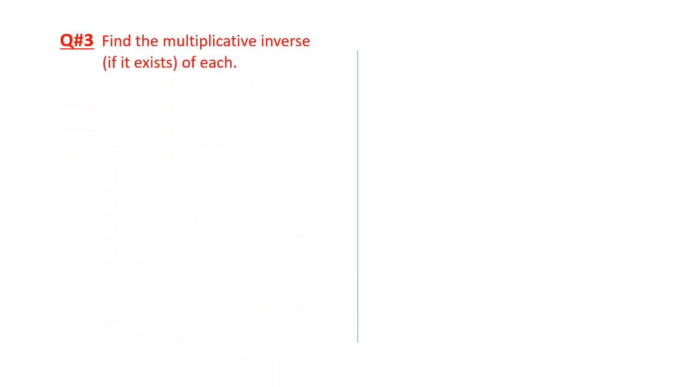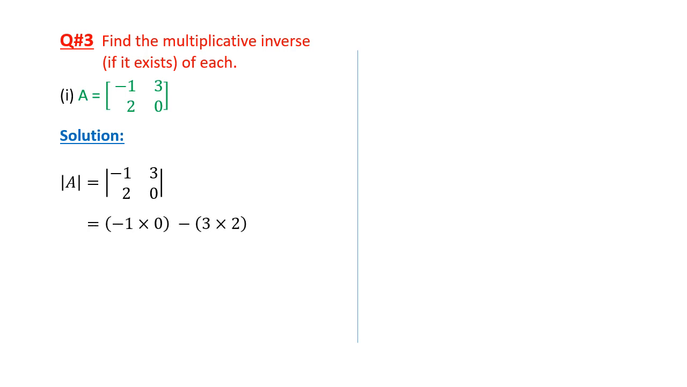Question number 3. Find the multiplicative inverse, if it exists, of each. In part 1, we have a matrix A. Its solution is, first we will find the determinant of matrix A. By multiplying diagonal entries and then subtracting them, we have 0 minus 6, that is equal to minus 6. Because determinant of A is not equal to 0, its inverse exists. Dear students, if the determinant of a matrix is equal to 0, then we cannot find the multiplicative inverse of that matrix.